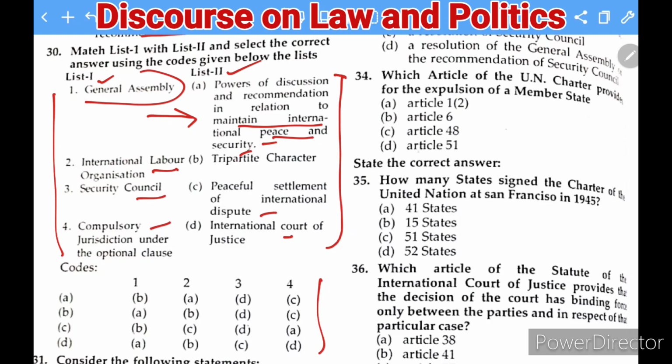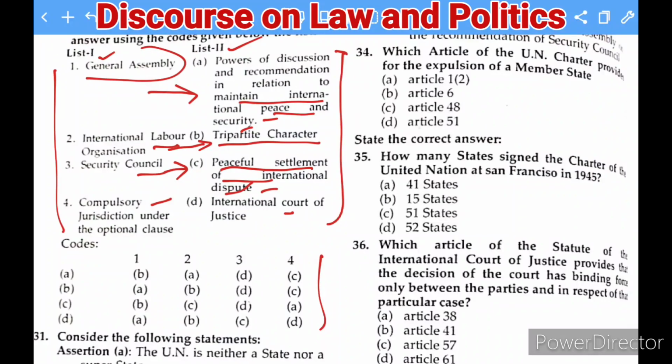Coming to the next, International Labour Organization. With respect to the International Labour Organization, the tripartite charter is there. This question has already been asked in the UP prelims. Security Council is like an administrative body. They do some kind of peaceful settlement of international disputes. In case the General Assembly passes some resolution, the Security Council ensures that they take participation in the peaceful settlement of international disputes. Now coming to compulsory jurisdiction under the optional clause. Optional clause means the state may opt in or may not opt in for certain matters which are to be given before the International Court of Justice. So among the options A, B, C, D, D is the correct one.